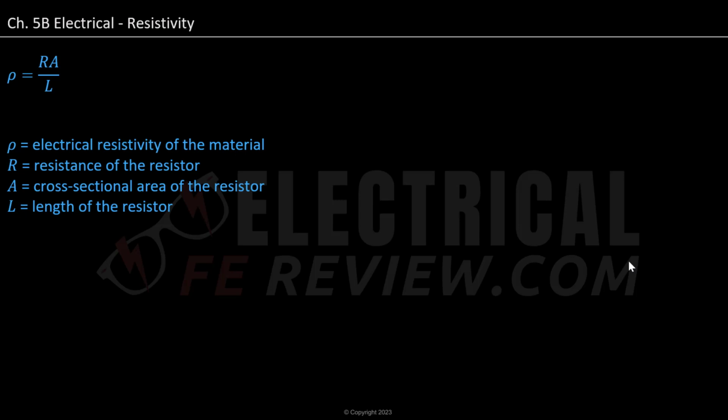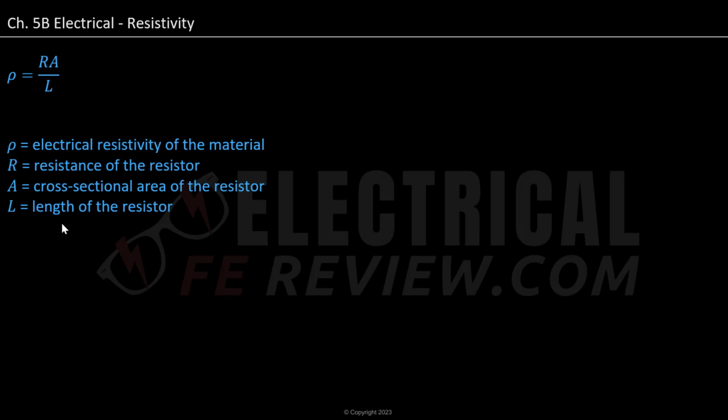Electrical resistivity is fundamental in measuring how much a material resists electric current. We can see that it is denoted by the symbol ρ, and it is equal to R times A divided by L, where R is the resistance of the resistor, A is our cross-sectional area of the resistor, and L is our length of the resistor.